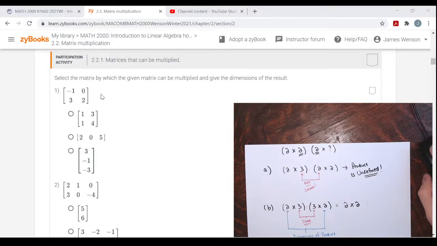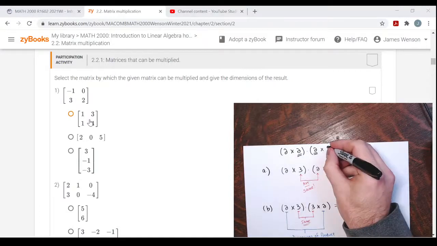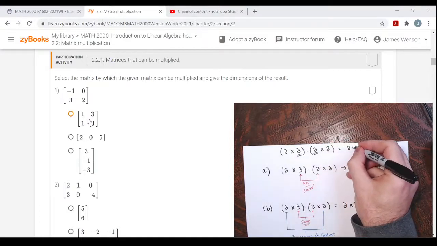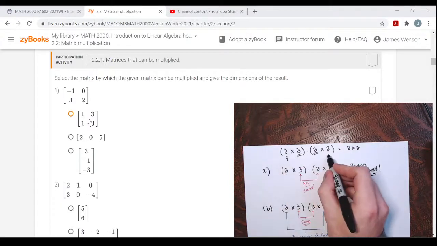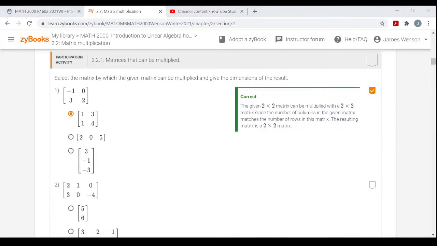So looking here, this is a 2 by 2 matrix. In order to multiply it by another matrix, that second matrix has to have 2 rows. So this has 1 row, this has 3 rows. You couldn't multiply by these on the right. You could only multiply by this on the right. And that's a 2 by 2, meaning the result would be a 2 by 2, right? The outer numbers would be the resulting size. Okay. And I click on that and you see that coming up here.